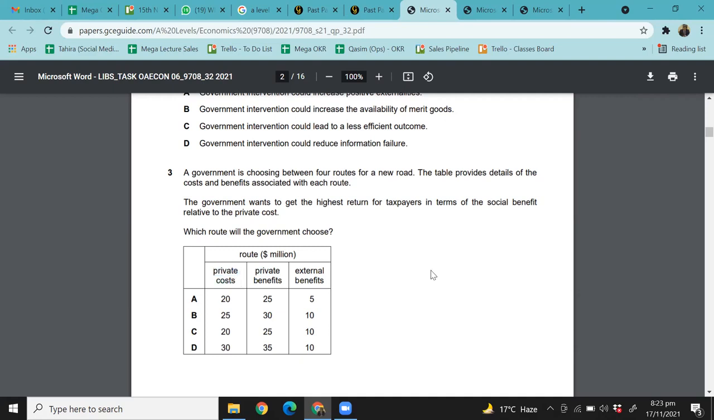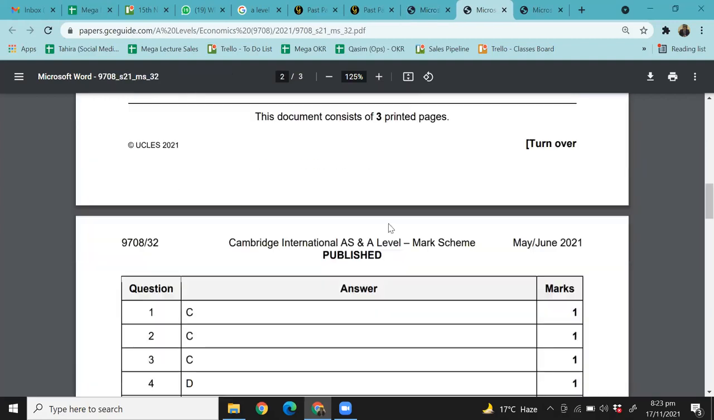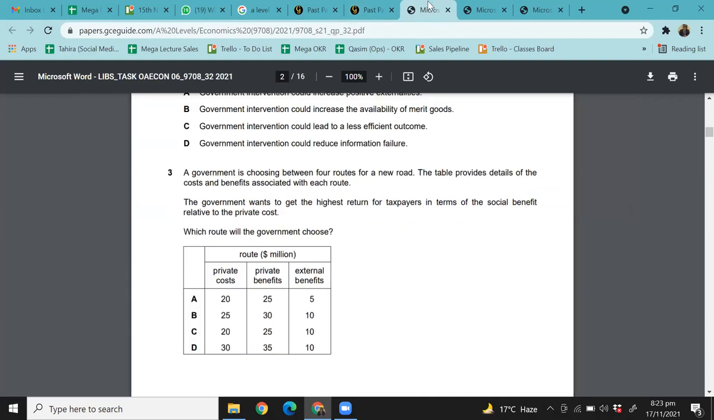Out of all these options 1, 2, 3, 4, whichever option gives you the greatest difference should be the answer. Should be B. I also think it's B. Three is C. Wow. 25 and 10 is 35, 15. 40 minus 25, 15. Whoa.